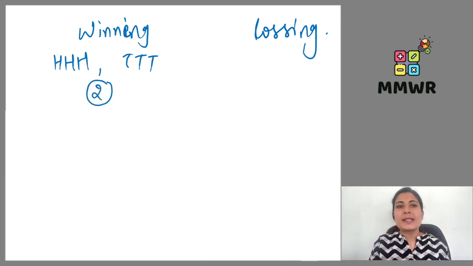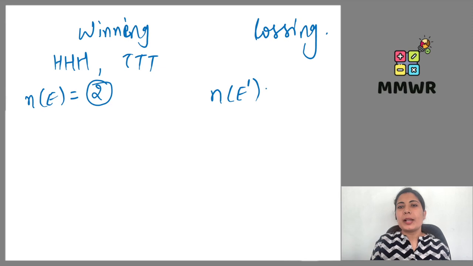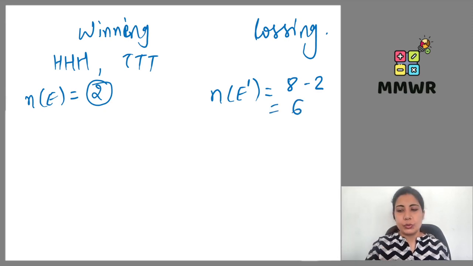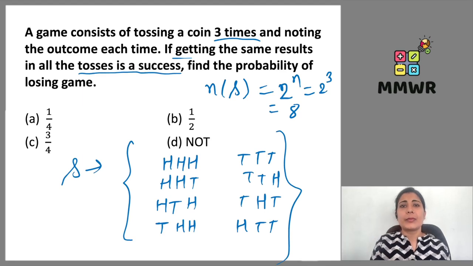सो यहां पर टू चांसेस है, if the number of all possible favorable outcomes for the event which is winning is 2, so losing का क्या हो जाएगा, E complement का क्या हो जाएगा, 8 minus 2 out of 8. 2 cases में हम जीत रहे हैं and 8 minus 2, 6 cases में we are losing it. So what is the success? Getting the same result in all the tosses is the success. तीनों बार कॉइन टॉस करने पर सेम रिजल्ट आना चाहिए.